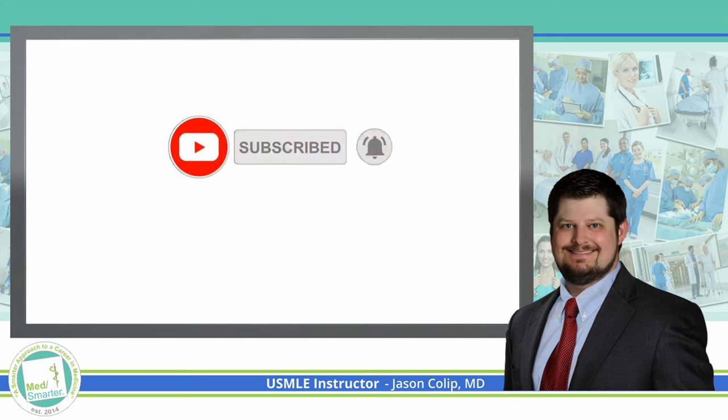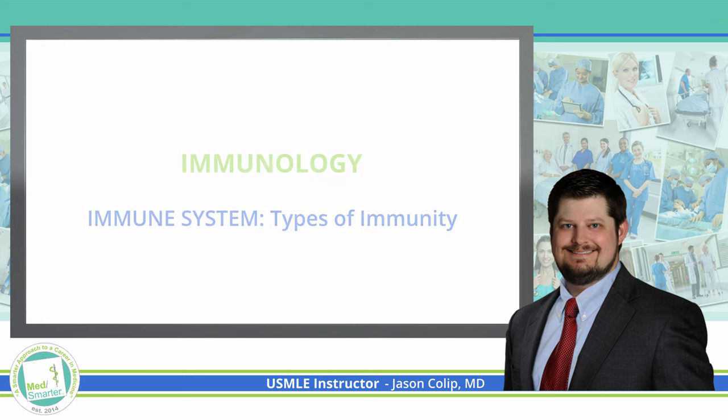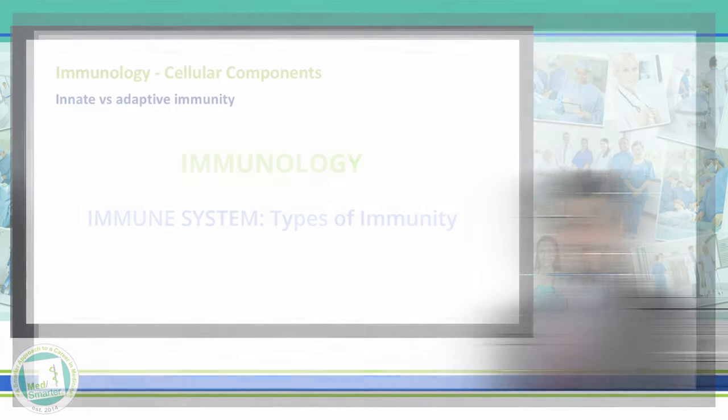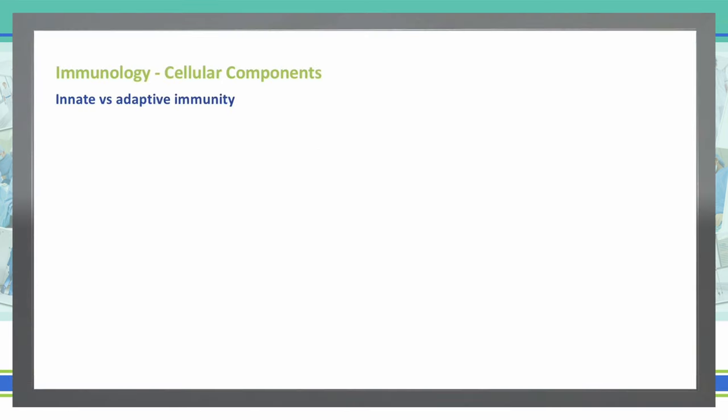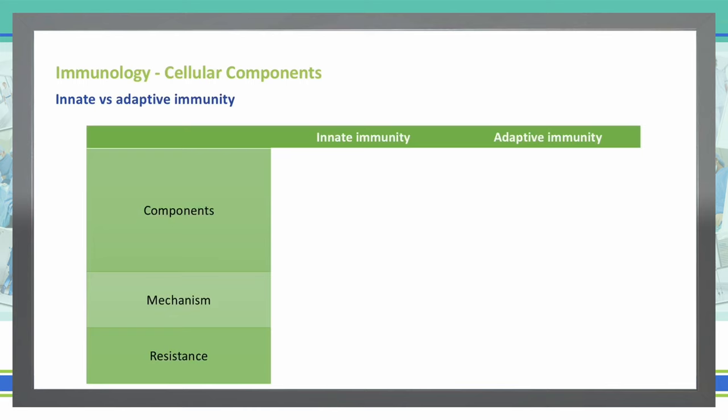Let's continue on and discuss the immune system, specifically the different types of immunity that our body has. We have two different types. We have the innate immunity and we have adaptive immunity. All right, so let's talk about, in this particular chart, the components, the mechanism, and the resistance of the two different types of immune systems and how they work in conjunction with each other as well as separately from each other.